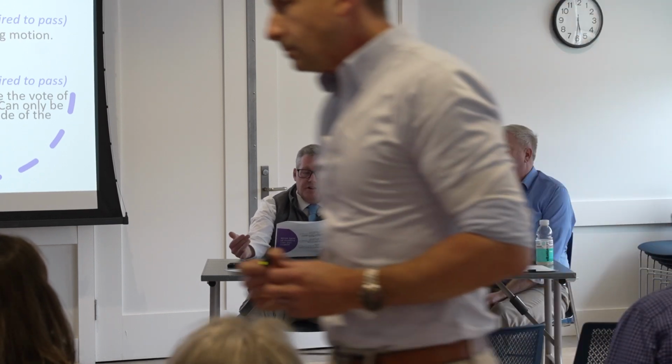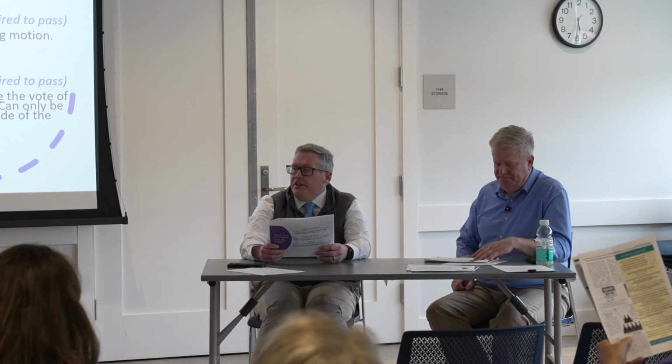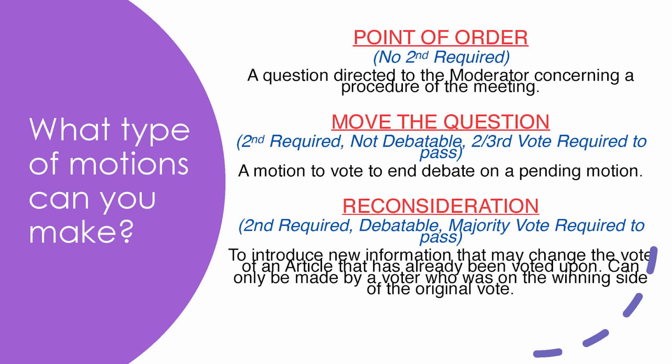There is one other type of motion, and this one can get crunchy to say the least. It is reconsideration. There is a second required on it. It is debatable, and then it needs a majority vote to pass. What a reconsideration is, is to introduce new information that may change the vote on an article that has already been voted on. It can only be made by a voter who was on the winning side of the original vote.